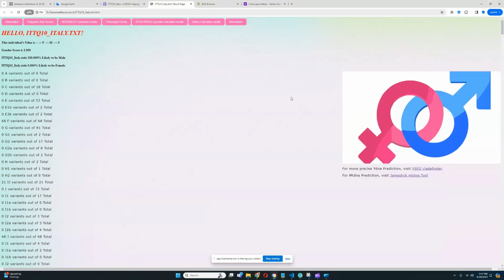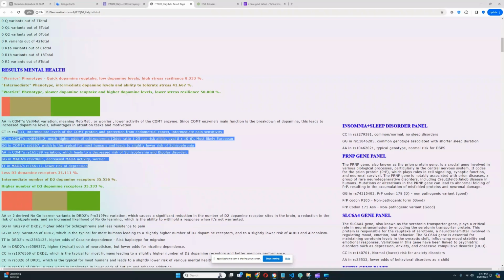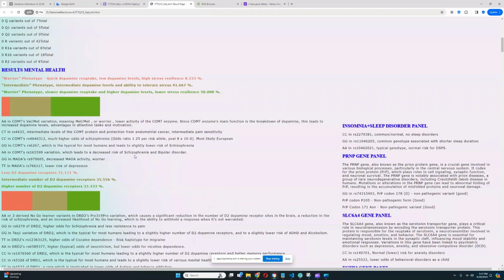Let's go over the monogenic traits and find out what we see here. So it looks like for warrior versus worrier phenotype panel, he's definitely more predisposed to warrior phenotype, so slower dopamine reuptake and higher dopamine level. If you take into account COMT, MAOA, and MAOB genotypes together, then he's more predisposed to being a warrior. Although on this panel it looks like there are no genotypes in MAOB. It's just COMT and MAOA. Still though, he's scoring 50% for odds of warrior.